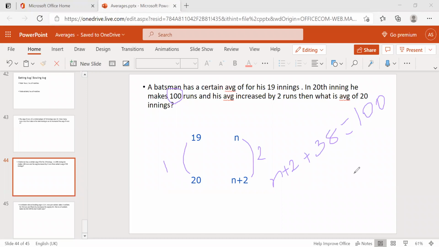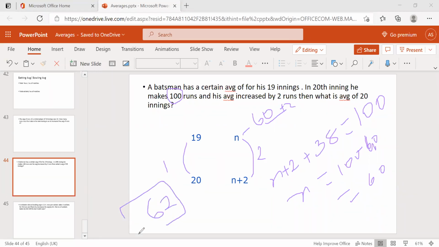Is it clear? Now, n equals 100 minus 40, sorry, 40. So it is nothing but 60. So in 19 innings, the average is 60. What they are asking is the average of 20 innings, which is 60 plus 2, nothing but 62.